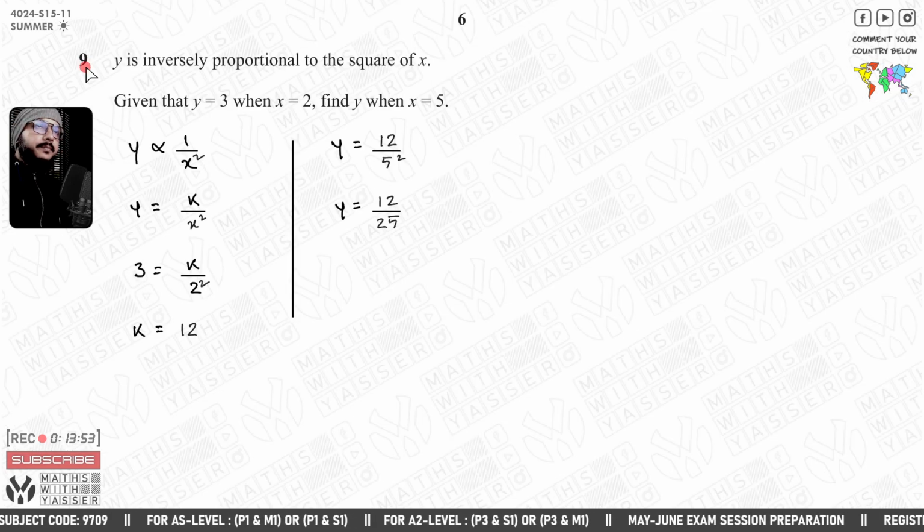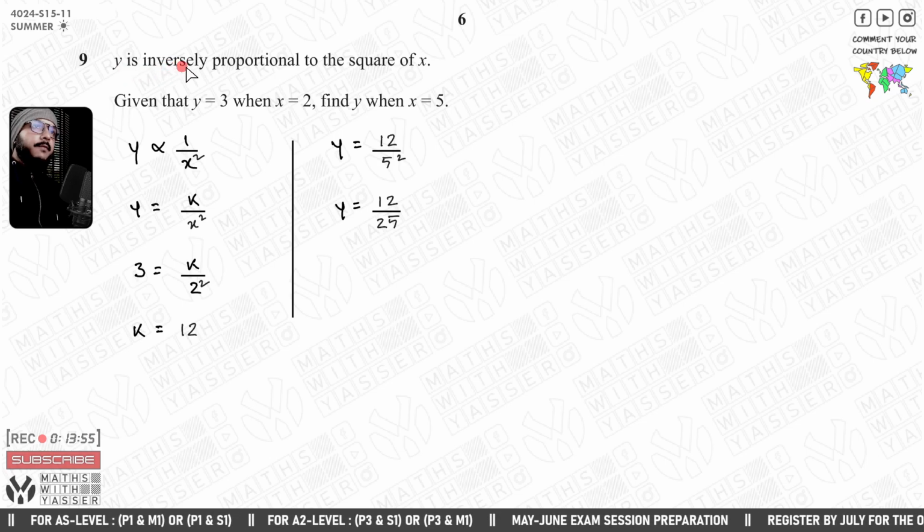Question number 9. Y is inversely proportional to the square of x.